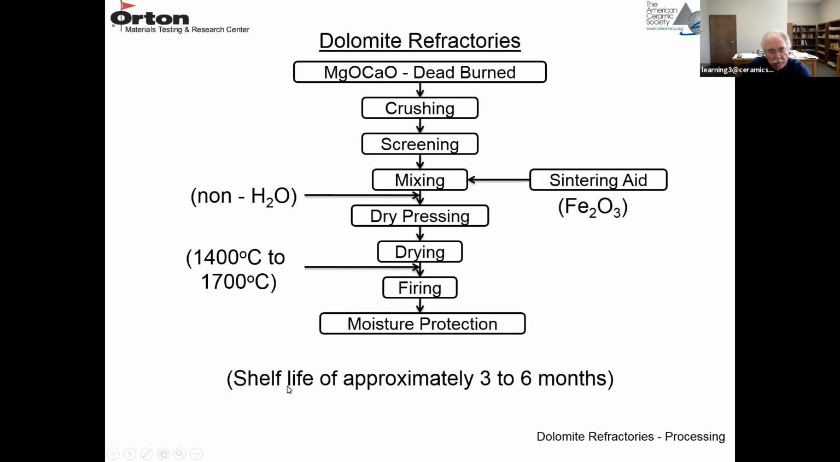The trick is getting them out of storage to, let's say, a steel plant where they're making stainless steel, getting them in the furnace very quickly and up to temperature. So as soon as they're up to temperature, they're not going to hydrate anymore. But the trick is to get them shipped to a site where they're going to be installed, get them installed as quickly as possible and up to temperature. And once you do that, you have an excellent refractory.